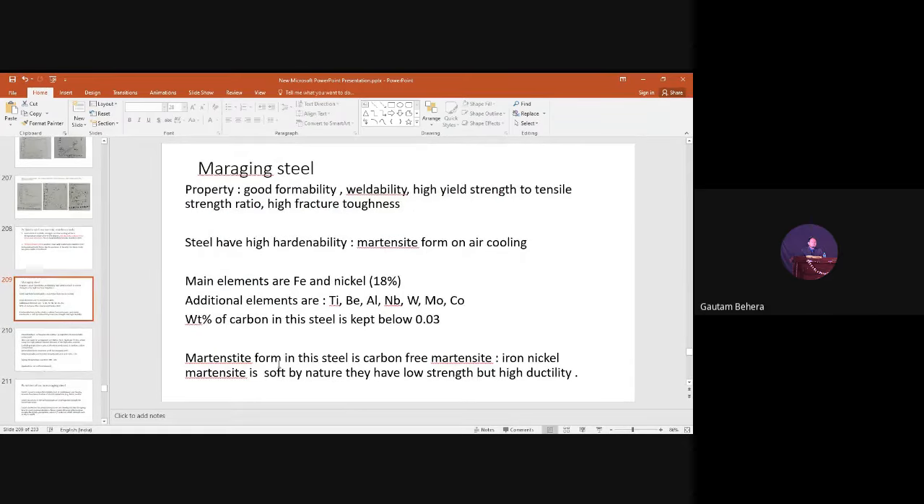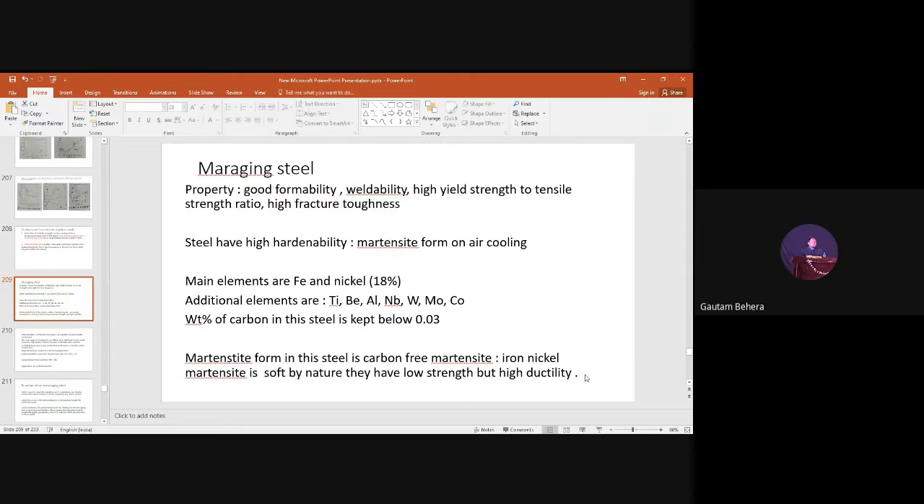So now, is the martensite that forms in this steel carbon free? You can say yes. Why? Because the weight percentage of carbon in maraging steel is very low, less than 0.03. So you can call the martensite formed a carbonless martensite. And once it is a carbonless martensite, it is a ductile one, tougher one, but it does not have high strength. So here it is written: iron-nickel martensite is soft by nature. It has low strength but high ductility.